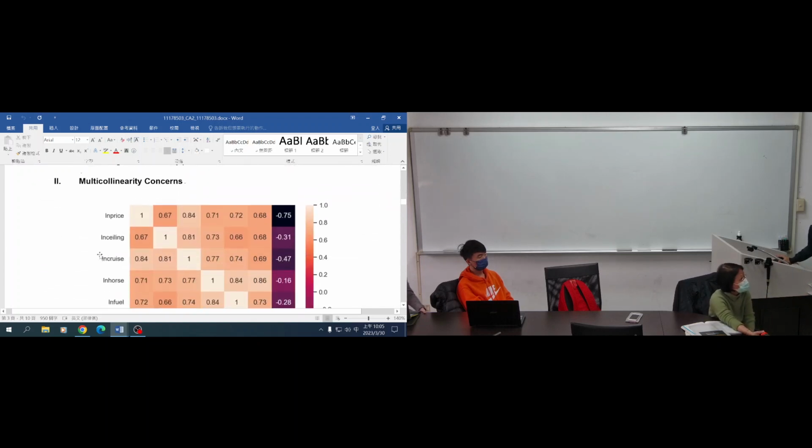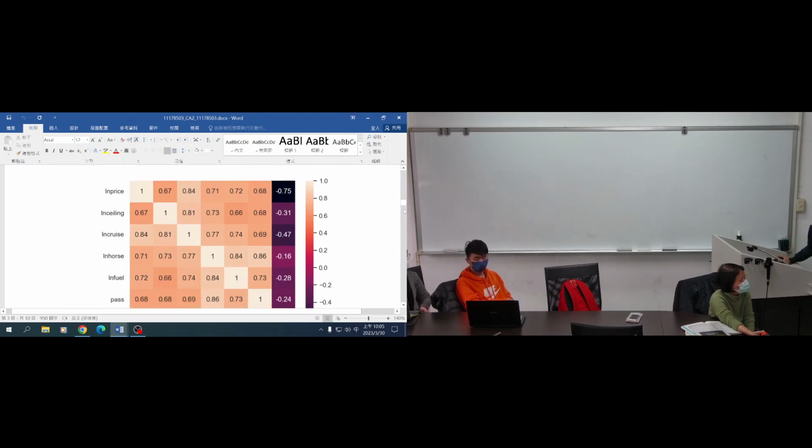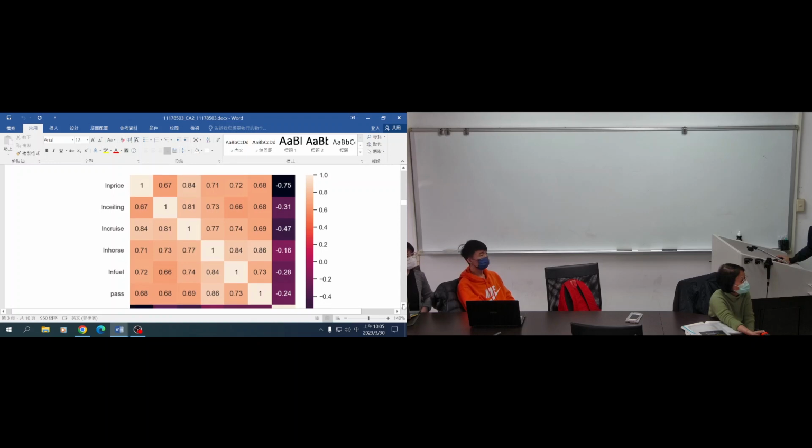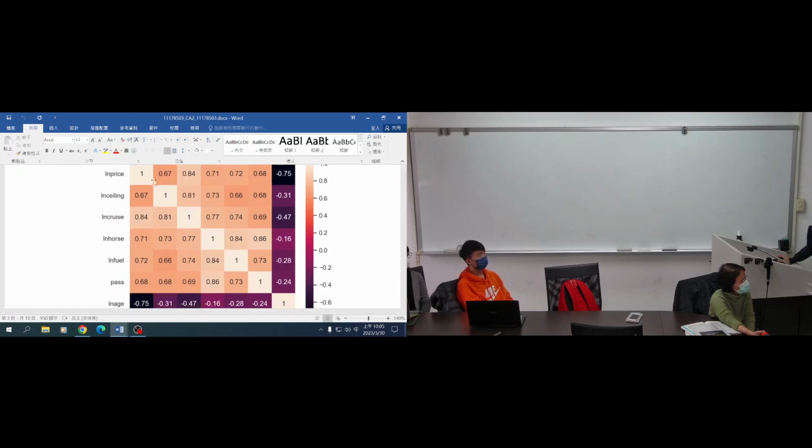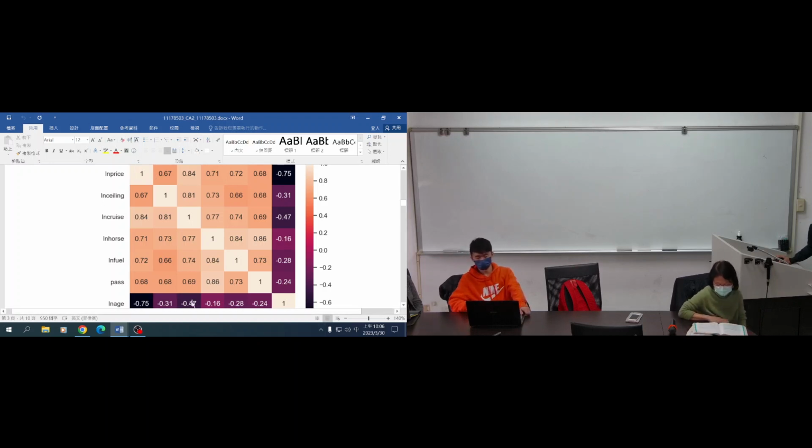With that, Professor, item number 2 is for multicollinearity concerns. This heat map, or this figure right here, shows the correlation coefficients of the continuous-to-continuous variables. As you can see here, most variables are highly correlated with each other than with our target, which is ln price. And ln h is highly negatively correlated with most of our variables here.